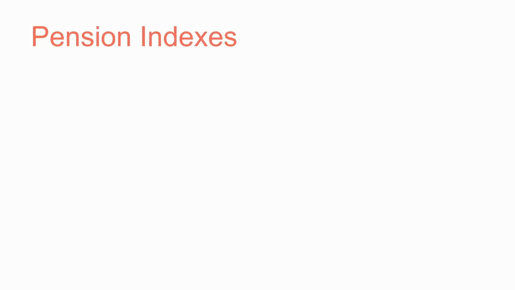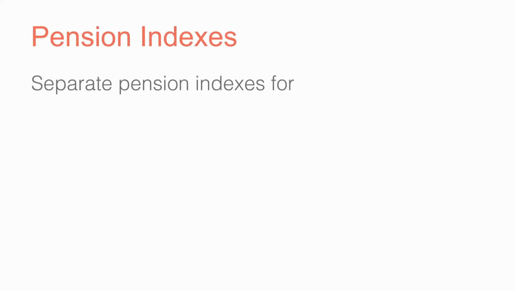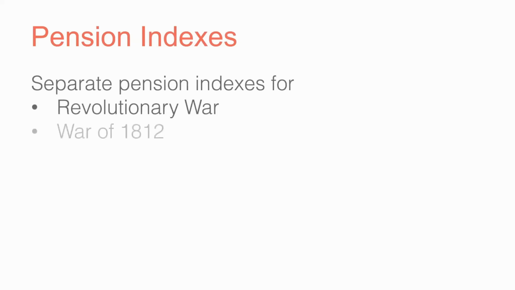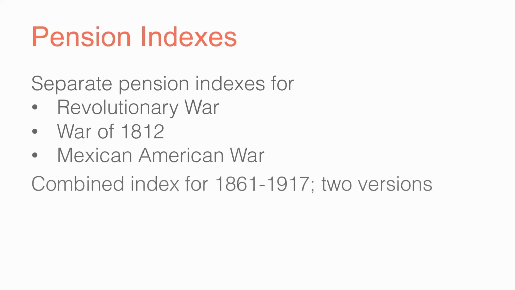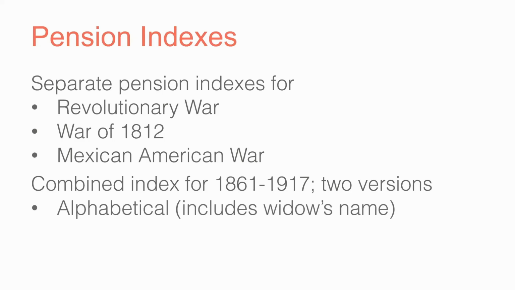To help you find pensions, there are separate pension indexes for the Revolutionary War, the War of 1812, and the Mexican-American War. And there's actually a combined index for the Civil War and later wars. And there are two ways that they were organized. First is alphabetical, which includes the widow's name. And the second is organized by the regiment they had served in.